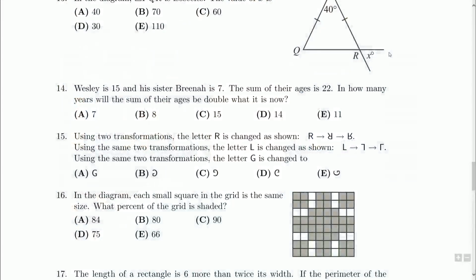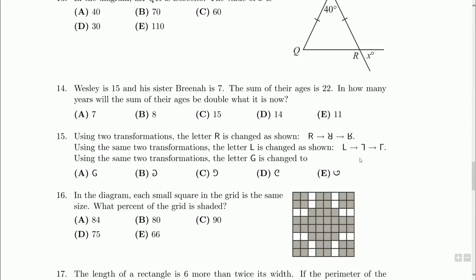Let's just take a look here. Question 15. Using two transformations, the letter R is changed as shown. So R, and then it looks like it's sort of rotated 180 degrees. So the top goes where the bottom is. And then it looks like it's flipped on its side.